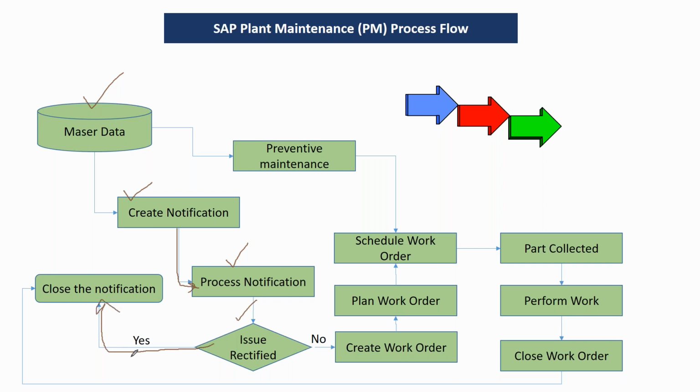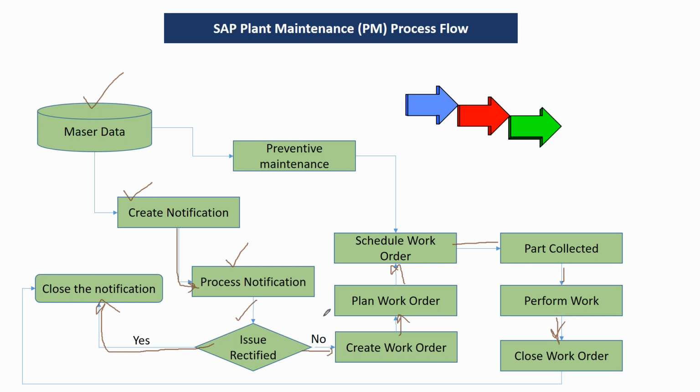But if any material needs to be consumed or some cost needs to be incurred, in that case it will go directly to work order creation. Then the work order will be planned, and then this work order will be scheduled. And then if any material needs to be consumed, this part will be collected from the warehouse, then work will be performed, and then finally the order will be closed. This is the process for general maintenance or breakdown maintenance.